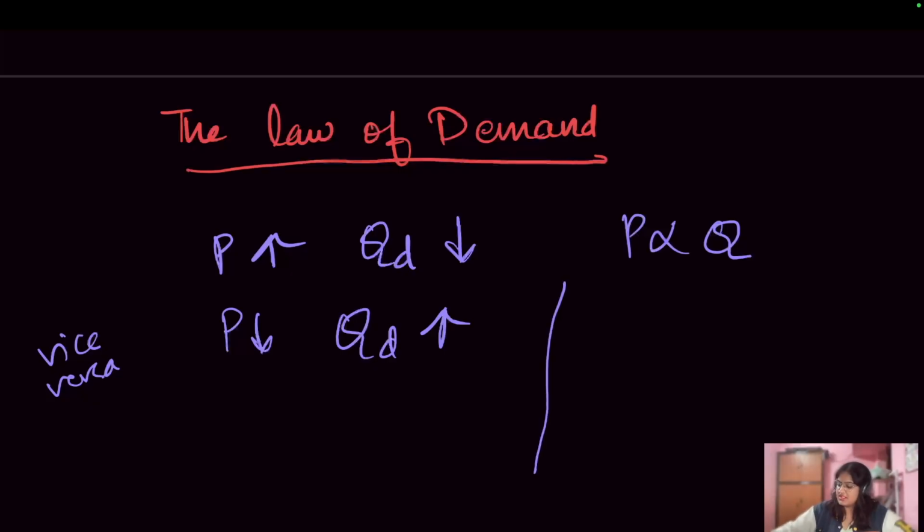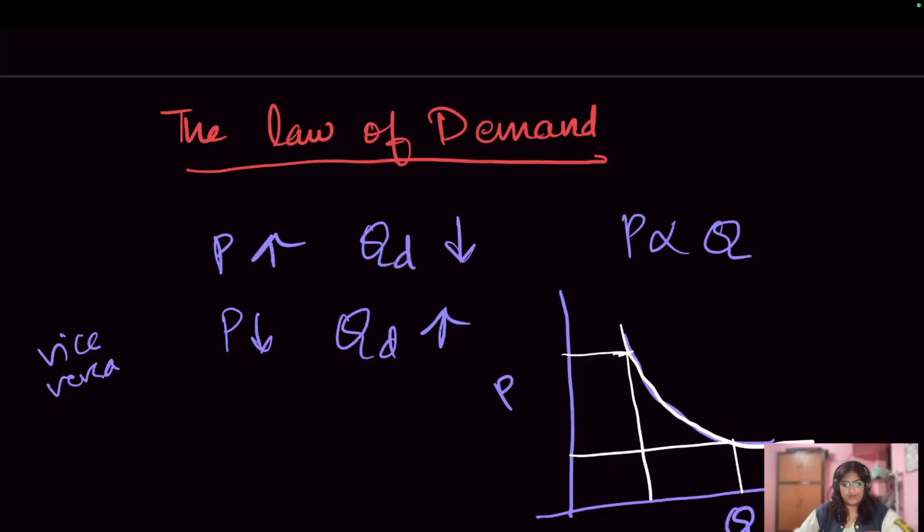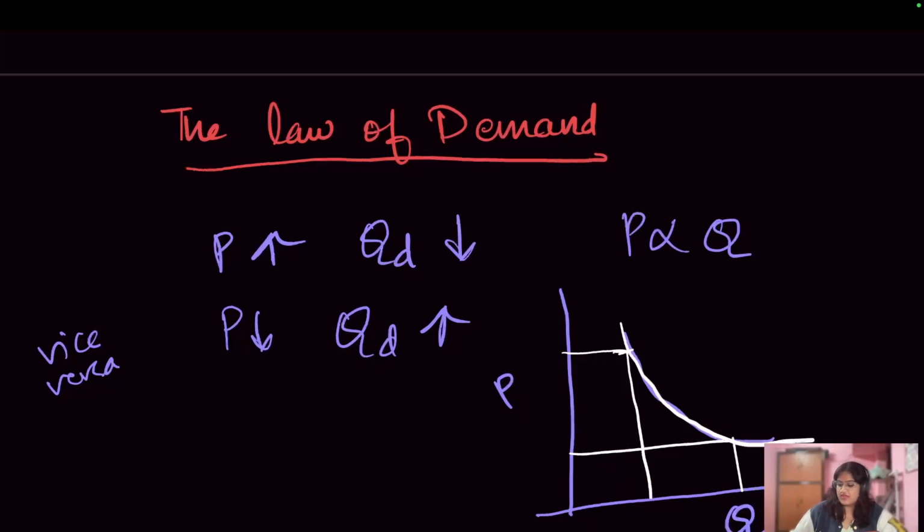And because of this, the demand curve is like this. Here is your price, here is your quantity. When the price is going up, the quantity is reducing. As the price goes down, the quantity demanded will increase, and it leads to a downward slope.